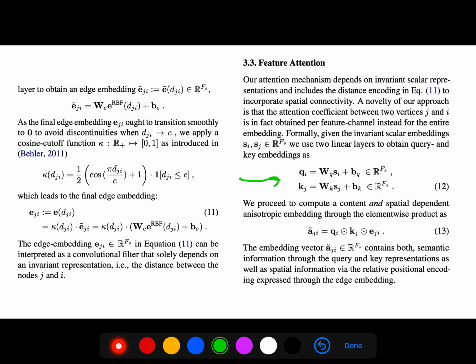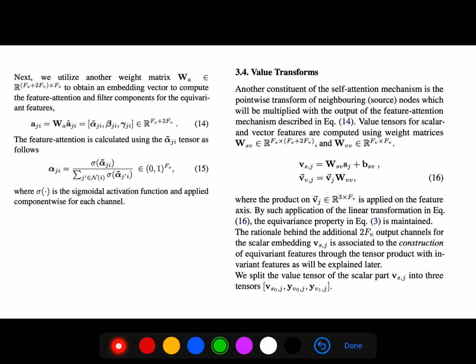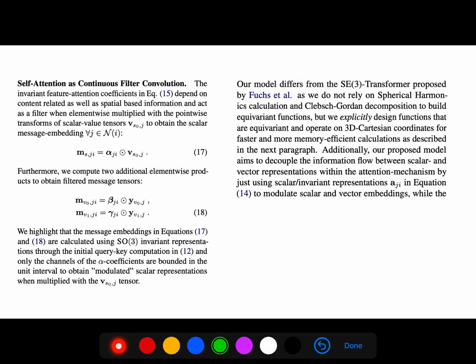And for feature attention, given invariant scalar embeddings, we use two linear layers to obtain query and key embeddings. Then we proceed to embed a content and a spatial dependent anisotropic embedding through element-wise product. Finally, we have value transforms. Value tensors are computed using weighted matrices. The invariant feature retention depends on content-related as well as spatial-based information and acts as a filter.